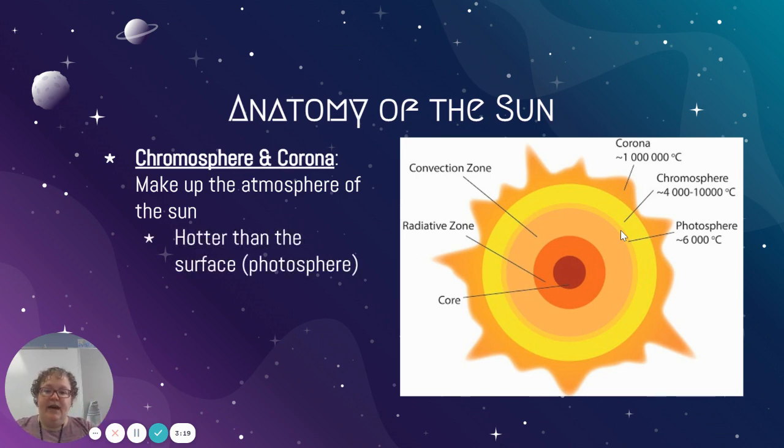You can see from this diagram as well that the chromosphere and the corona are hotter than the surface, which would be the photosphere. So the photosphere is about 6,000 degrees Celsius. The corona is about 1,000,000 degrees Celsius. You can see that's the part that is furthest away. And then the chromosphere can get up to 10,000 degrees Celsius.